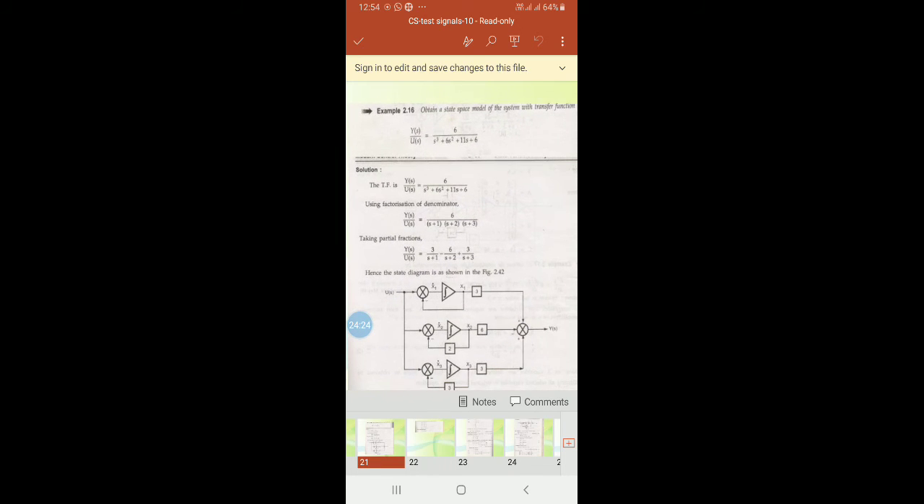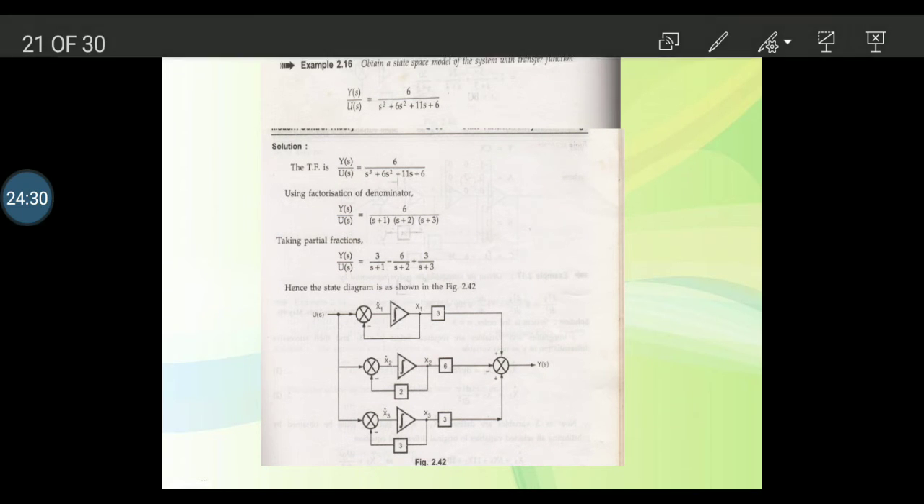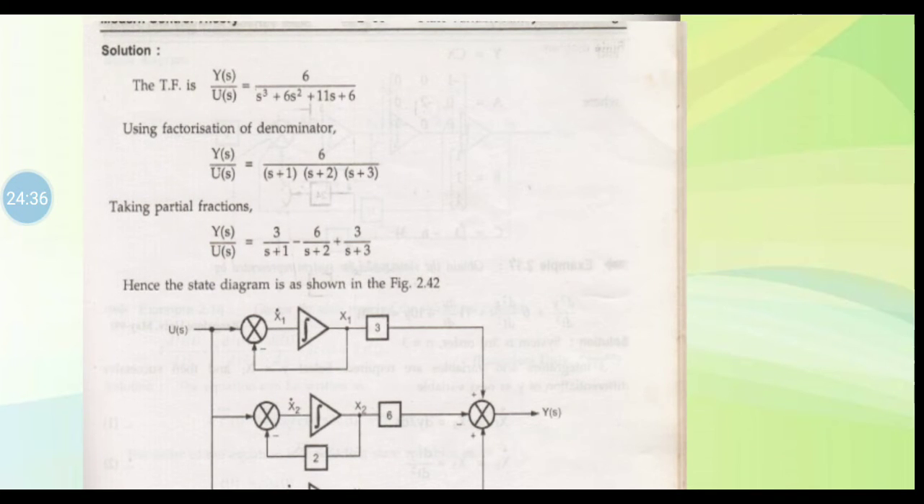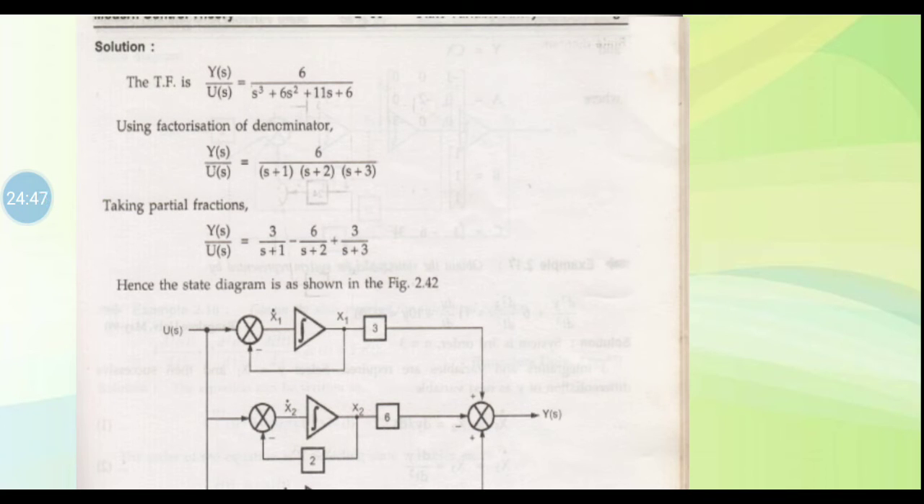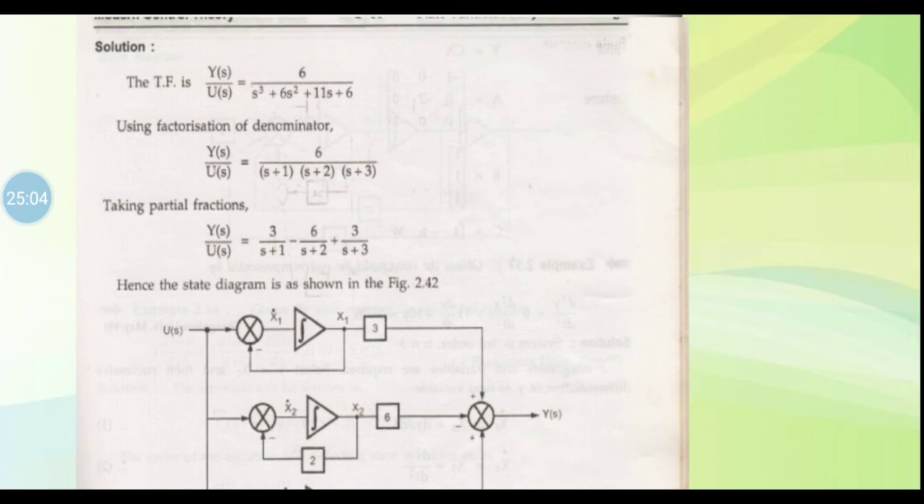So the transfer function is y of s by u of s is equal to 6 divided by s cube plus 6s square plus 11s plus 6. By factorizing the denominator, we can write y of s by u of s is equal to 6 divided by s plus 1 into s plus 2 into s plus 3. Now we'll take the partial fraction. So y of s by u of s is equal to 3 divided by s plus 1 minus 6 by s plus 2 plus 3 divided by s plus 3.